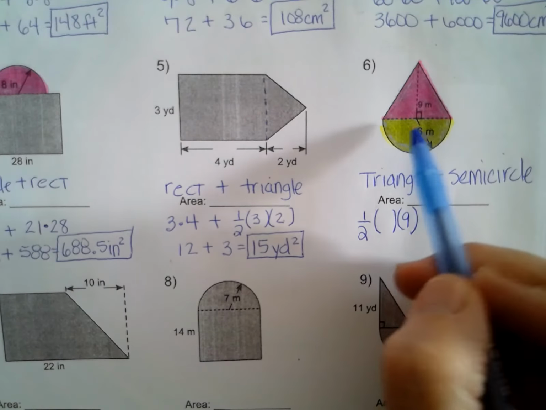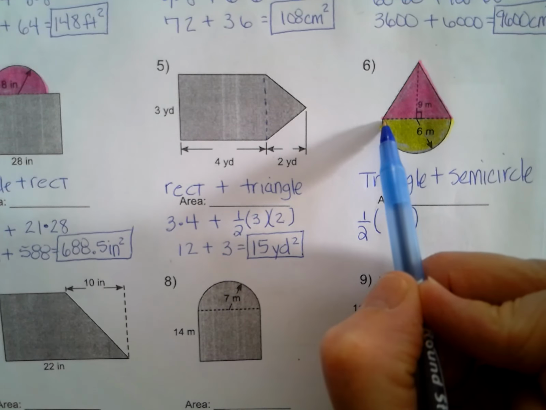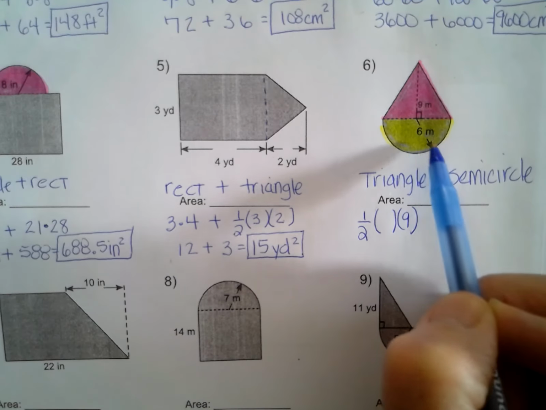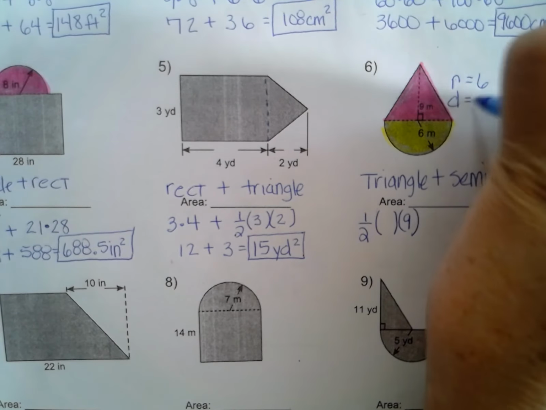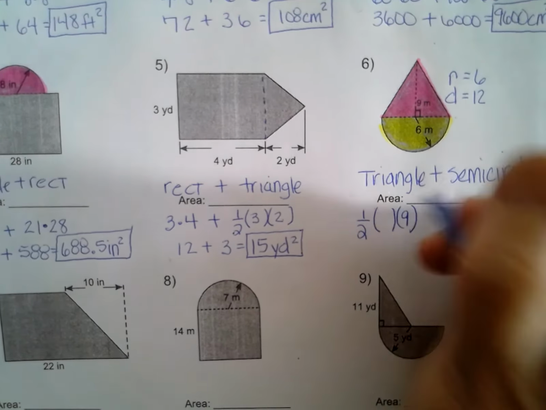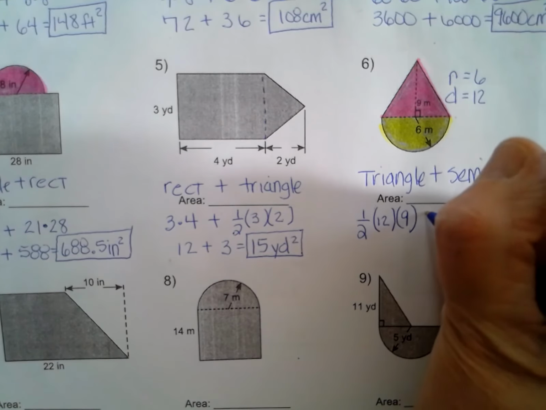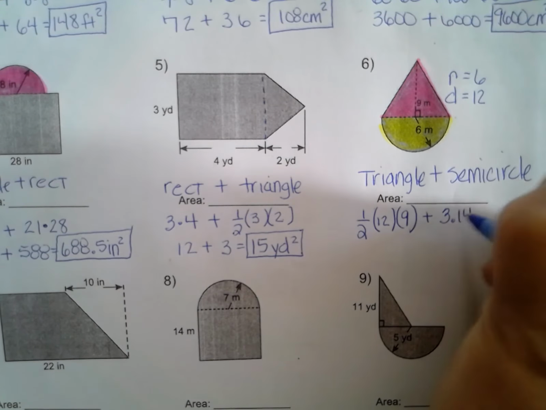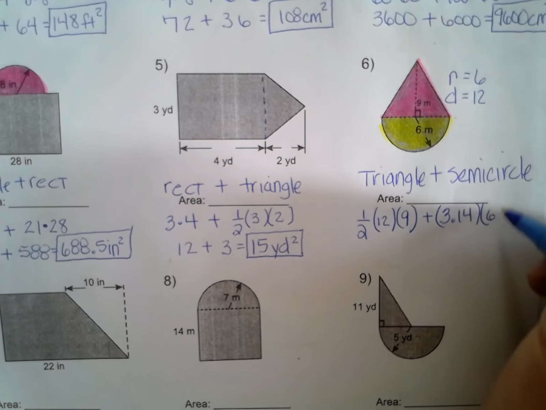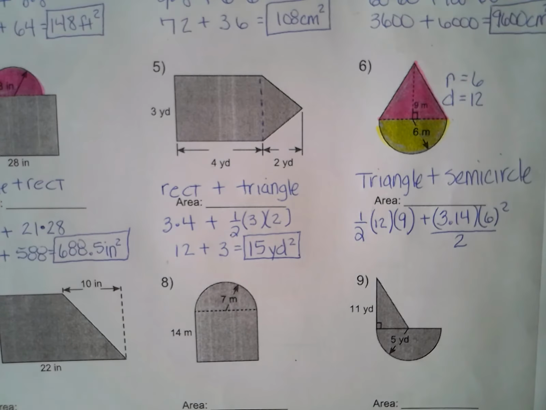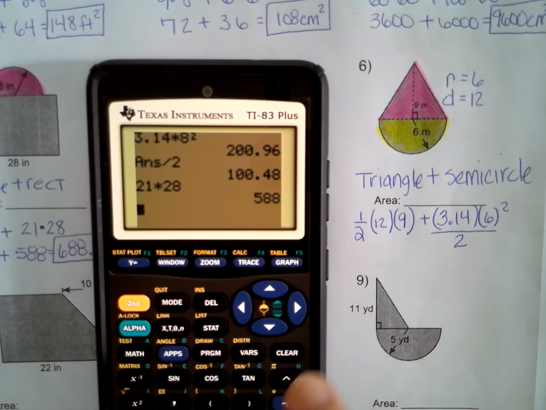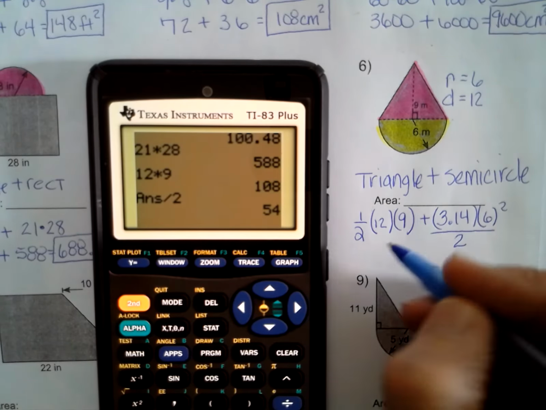Now, this is why the base can be tricky. This base, or this dotted line, is actually the diameter of this circle. Well, we know the radius of this circle is 6, and the diameter would be twice that, so the diameter would be 12. So this dotted line is 12. Now, semicircle: pi times the radius squared, and because it's a semicircle, we're going to divide that by 2. All right, so we've got 12 times 9.